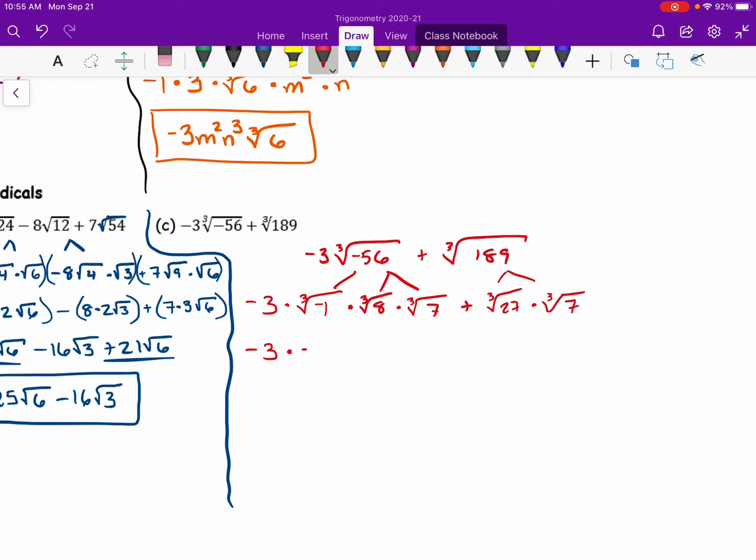Negative 3 times negative 1. Cube root of negative 1, which we did earlier, is negative 1. Cube root of 8 is 2 times the cube root of 7 plus cube root of 27 is 3. Now I'm going to multiply those together right there. Negative 3 times negative 1 is positive 3 times 2, which is 6 cube roots of 7 plus 3 cube roots of 7. Combine like terms, you get 9 cube root 7.